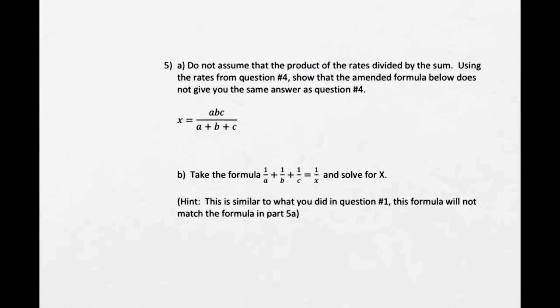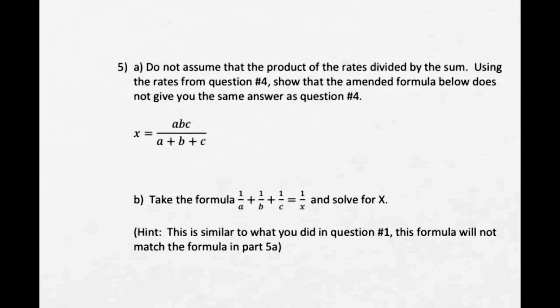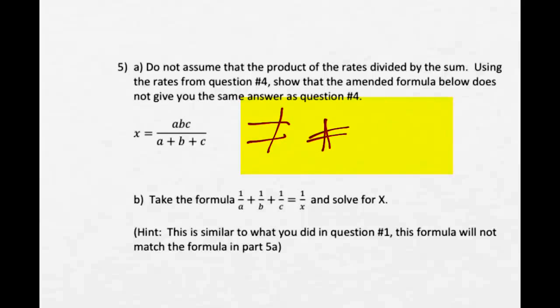Now, an erroneous assumption that students often make is that if I have two people working together, and I take the product of those two people as my numerator and the sum of those two people as my denominator, then I'm going to find that x. Now, that works when you have two people, but it's not true when you have three people. So your first job is to do something that is incorrect on purpose. Your job is to plug in the numbers A, B, and C for Mike, Chris, and Jack from the previous problem and show that this does not equal the answer from number 4. So it's not going to work.